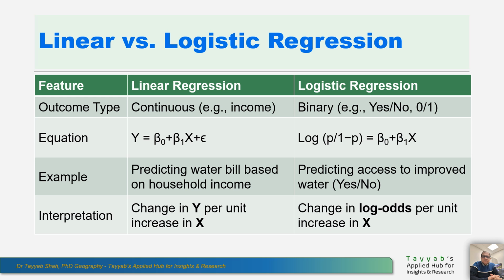So how to interpret this? In linear regression, it is the change in y per unit increase in x. In logistic regression, it is the change in log odds per unit increase in x. So this is the kind of relationship they have. A change in x is going to have an effect on y, your outcome indicator, in both cases.